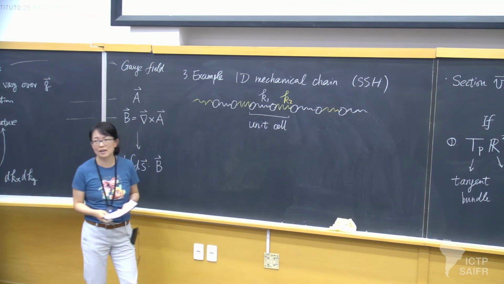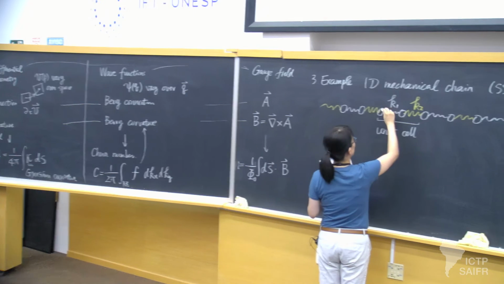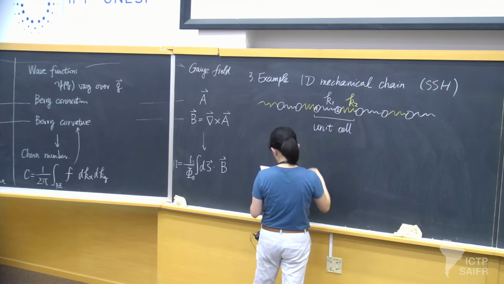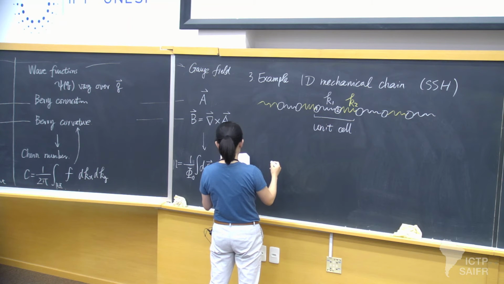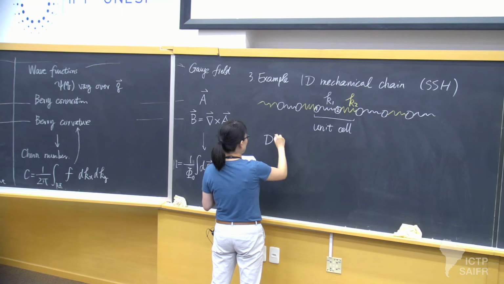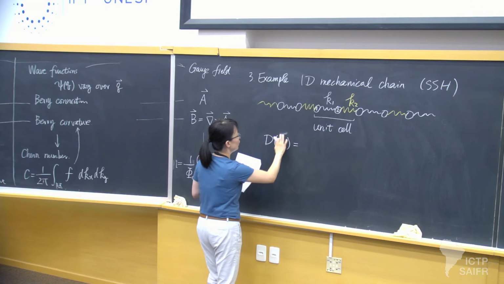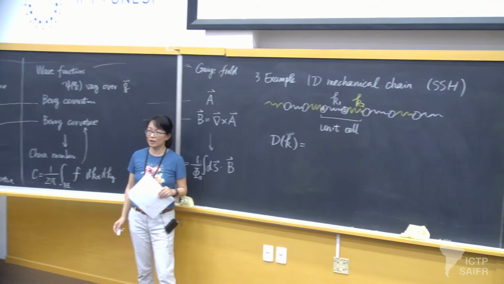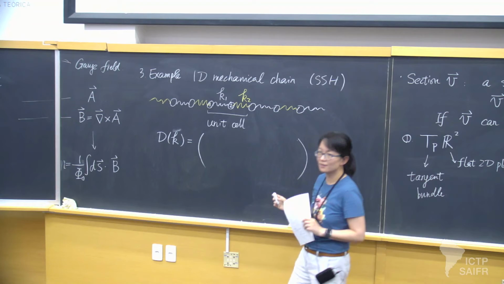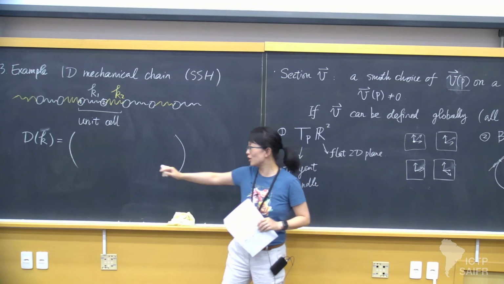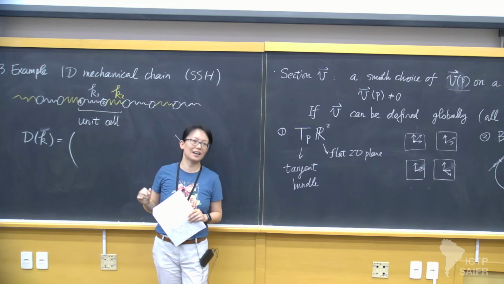So I take this as my unit cell. The 2 masses are the same, right? I call this one 1 and this one 2. I can write the dynamical matrix as a function of wave number k, okay? And this has to be a 2 by 2 matrix, right? Let's construct it together. What should be the diagonal of this 2 by 2 dynamical matrix?